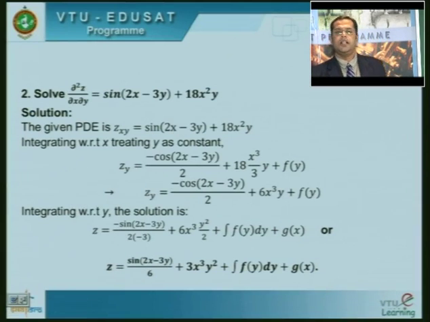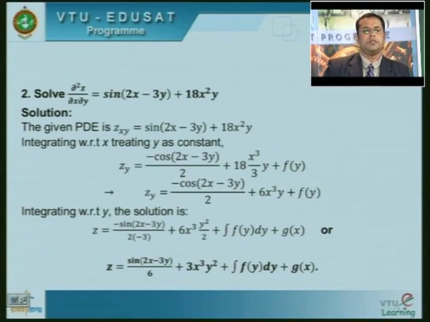Let us go to the next example. Solve the non-homogeneous PDE dou square z by dou x dou y equal to sin 2x minus 3y plus 18 x square y.